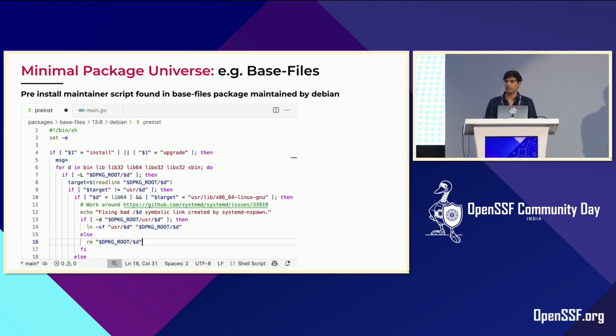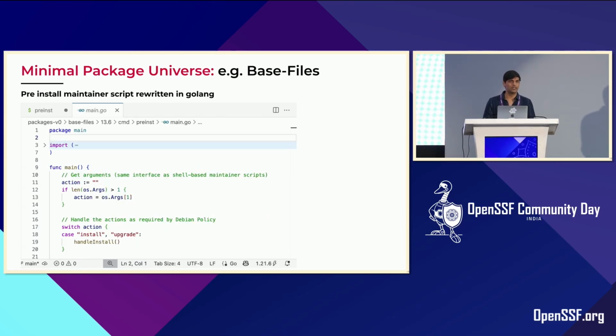If you look at the base files package maintainer script, this is an example of it. It's a shell script. So how do we break this cycle, where to install base files you need a shell, but to install anything in your container, let's say you have started from scratch, you need base files? To install shell, you need base files, and to install base files, you need shell. So how to break this loop? One solution that we had was, why not just rewrite it in Golang and make a binary which doesn't need any kind of runtime.